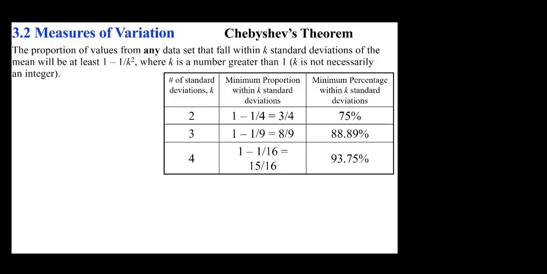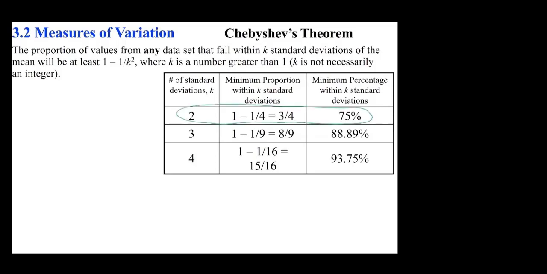Chebyshev's theorem: the proportion of values from any data set that fall within k standard deviations of the mean will be at least 1 minus 1 over k squared, where k is a number greater than 1, and it may not necessarily be an integer. In the table, I'm showing you the calculation for a couple of them. For example, if k equals 2, 1 minus 1 over 2 squared is 1 minus 1/4 is 3/4, and it corresponds to 75%.